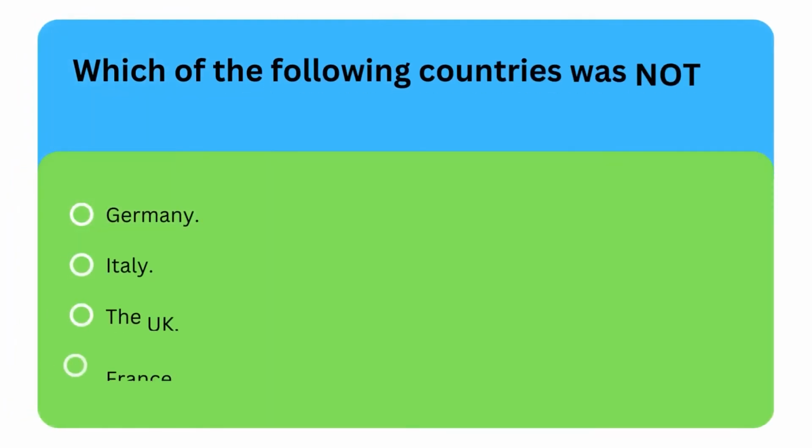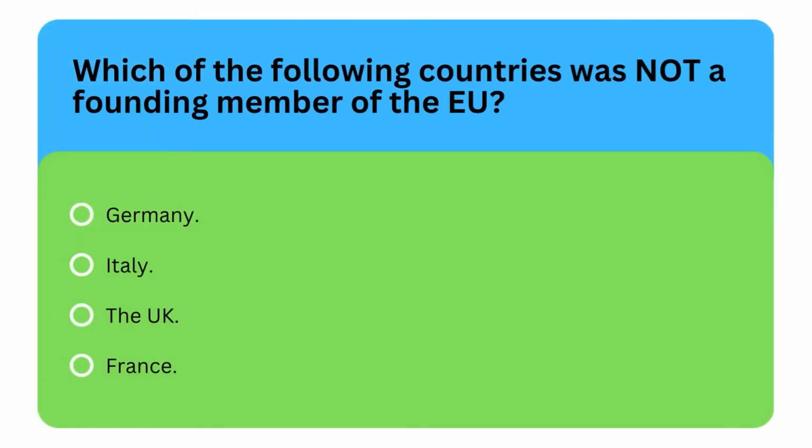Next question is, which of the following countries was not a founding member of the EU? Options are Germany, Italy, UK, or France. So the correct option is third option. The UK was not a founding member of the EU.